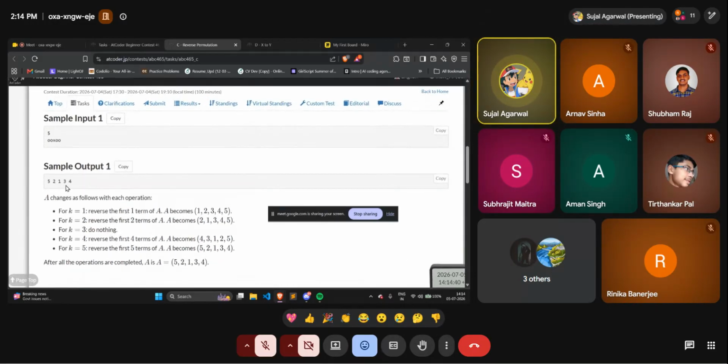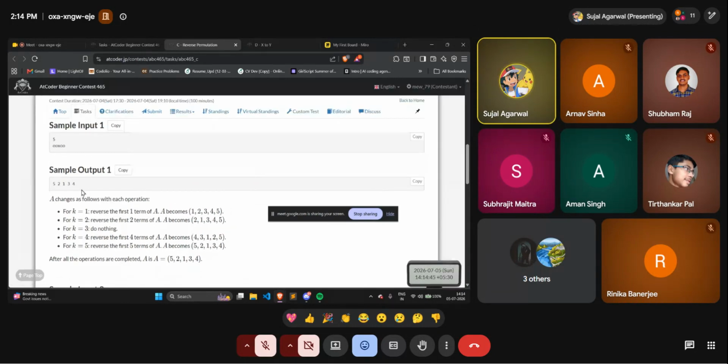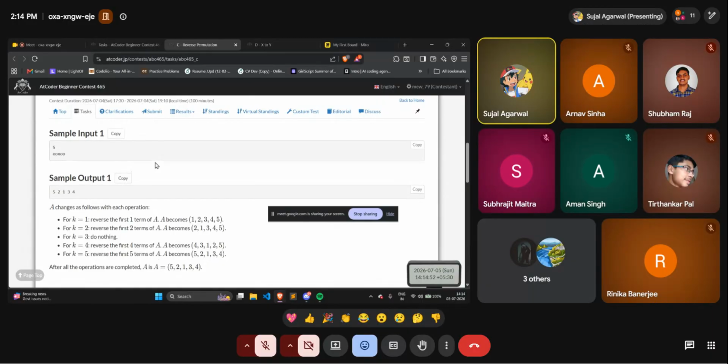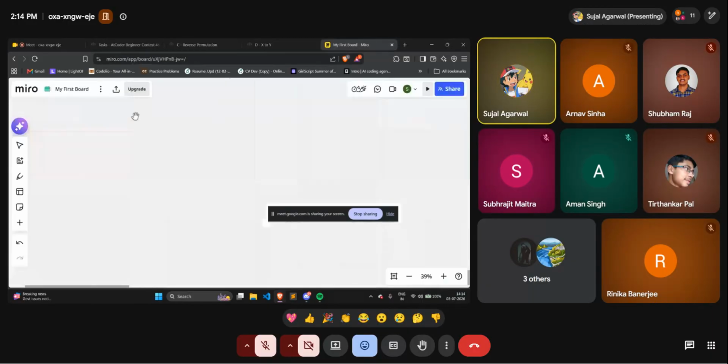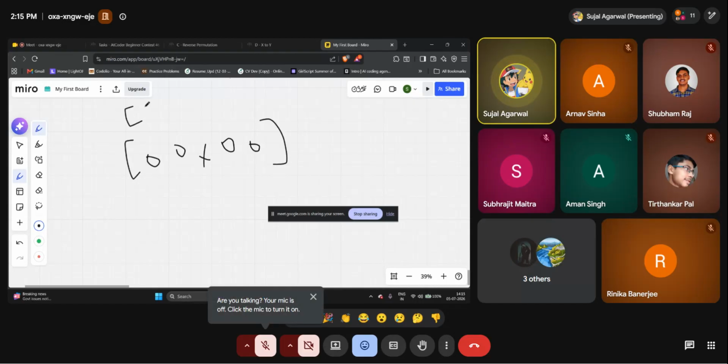Can you look for an observation over here? If you look at this test case, okay, let me discuss it. We were given a test case o o x o o, right? The initial array is 1, 2, 3, 4, 5.